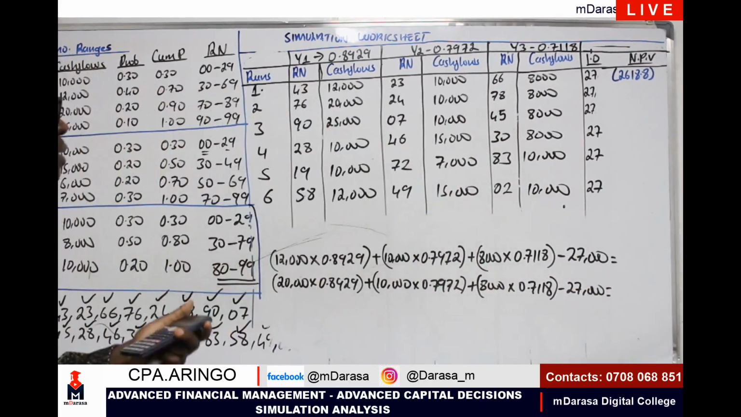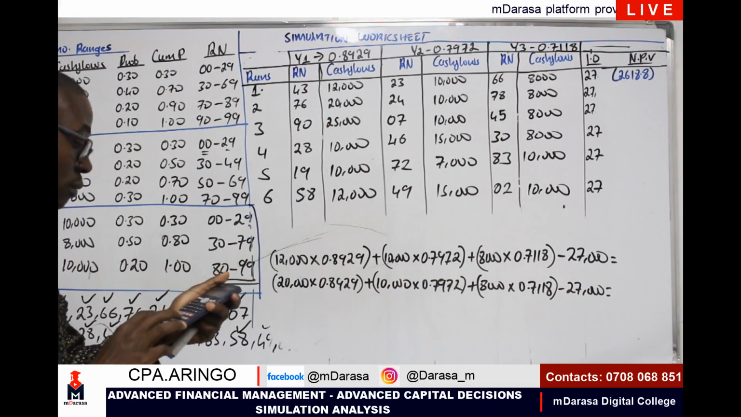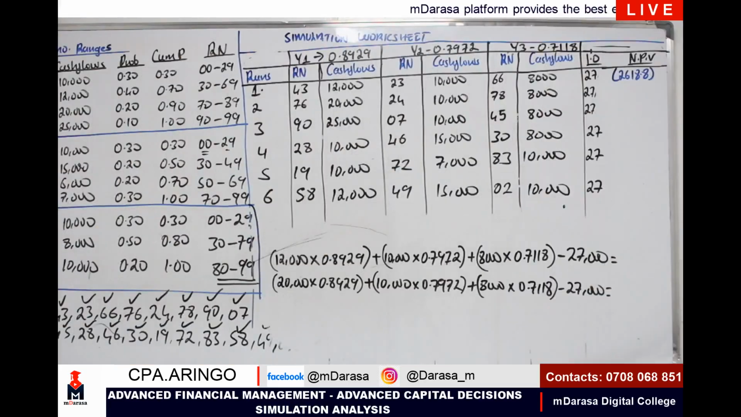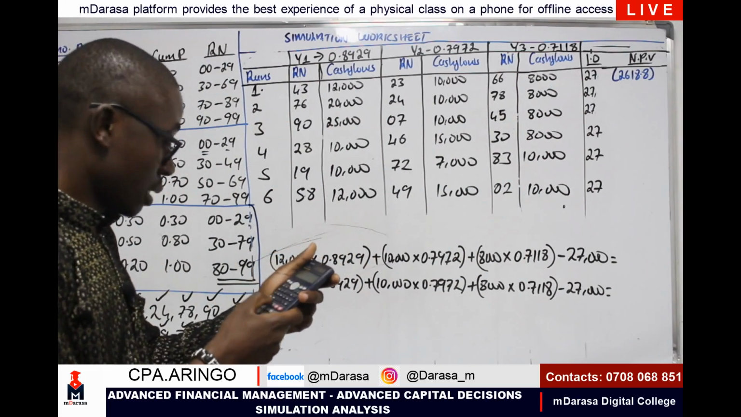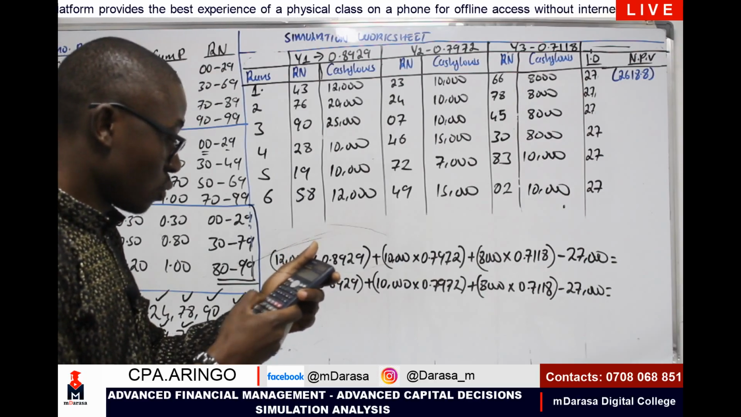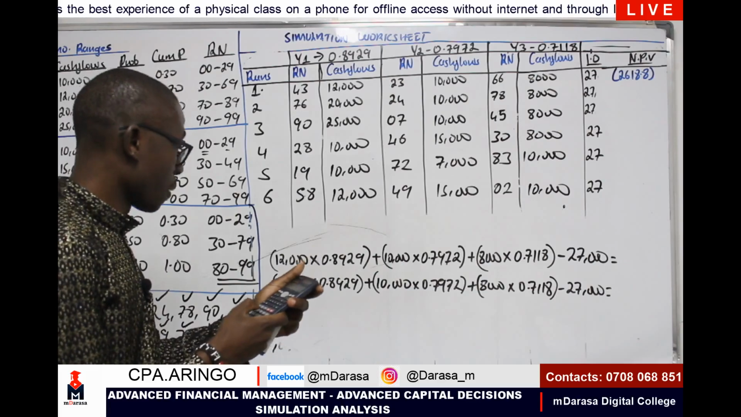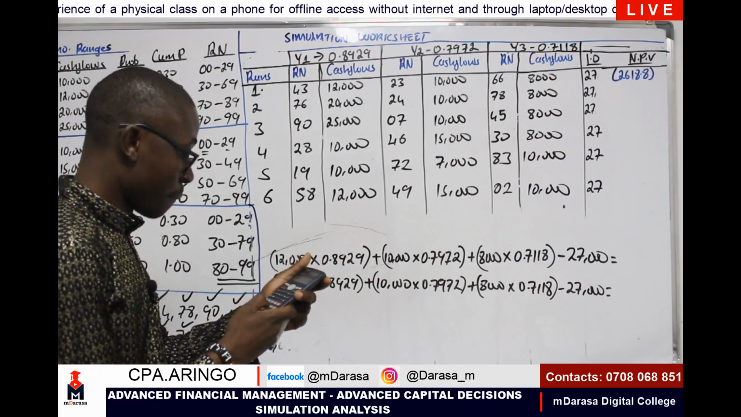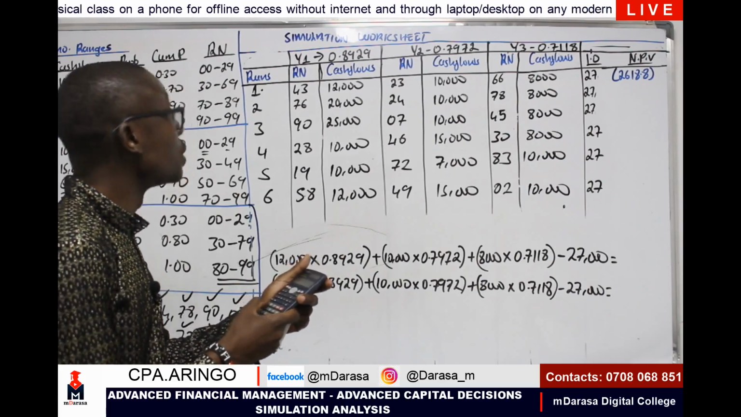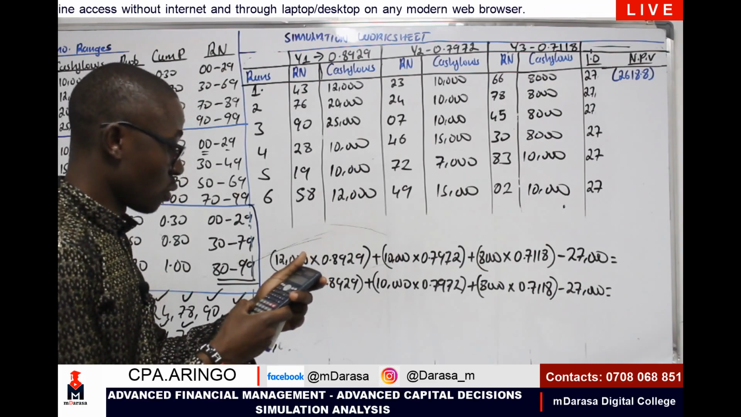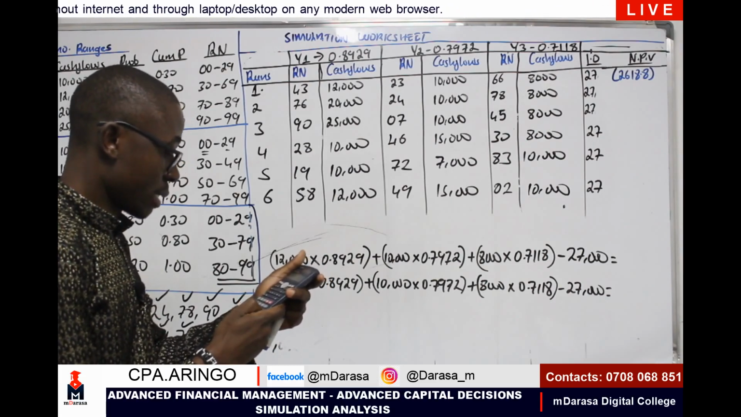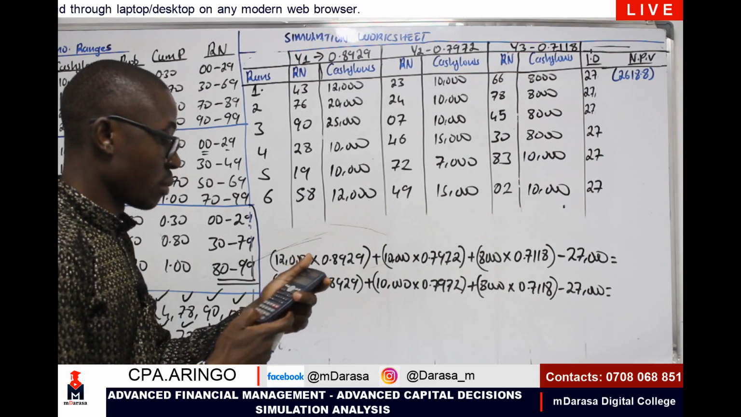This should give us, my good students, 20,000 by 0.8929. We add 10,000 by 0.7972. We add 8,000 by 0.7118, minus 27,000. My good students, I'm getting 4524.4.